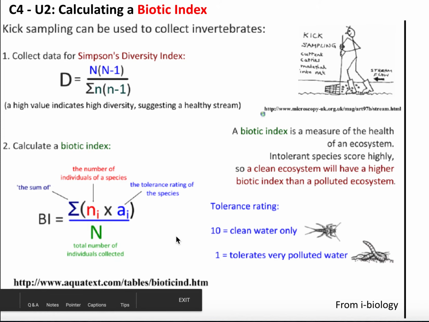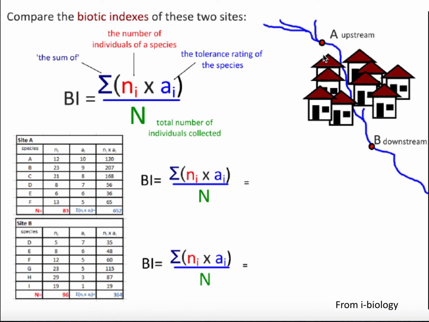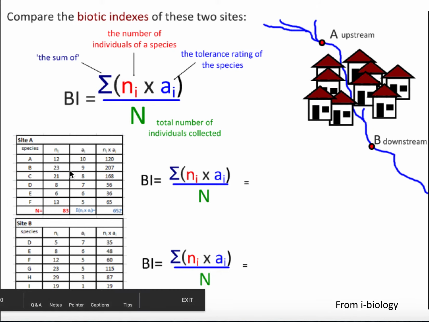So let's run through an example here. Okay, so we're going to compare the biotic index of 2 sites, A, which is upstream of this village or town, and this is B site, which is downstream of this village or town. So this water is moving down through this direction. Okay, so you might assume that this water is cleaner than this water because this water has to go through this village. So here is some data that's been collected from site A and from site B.